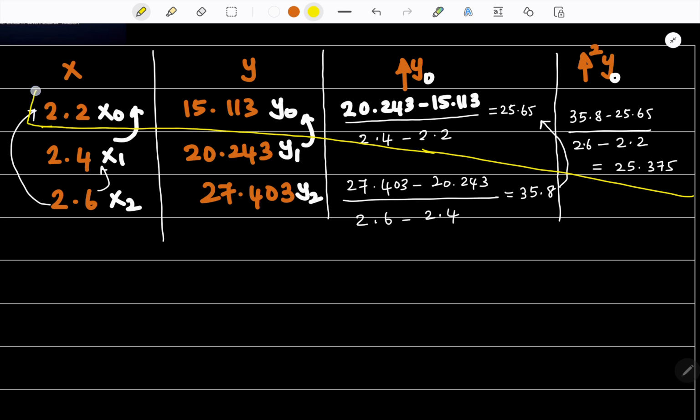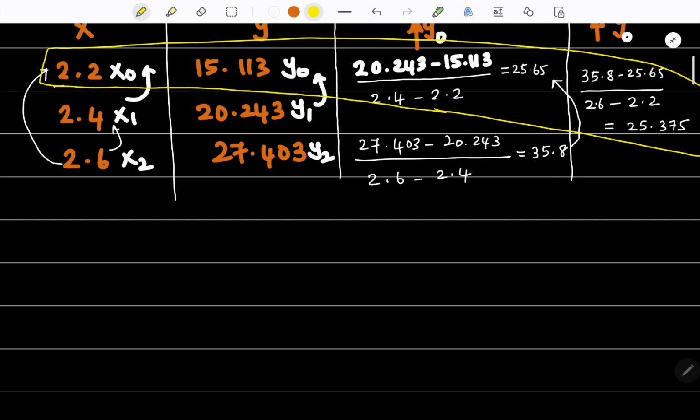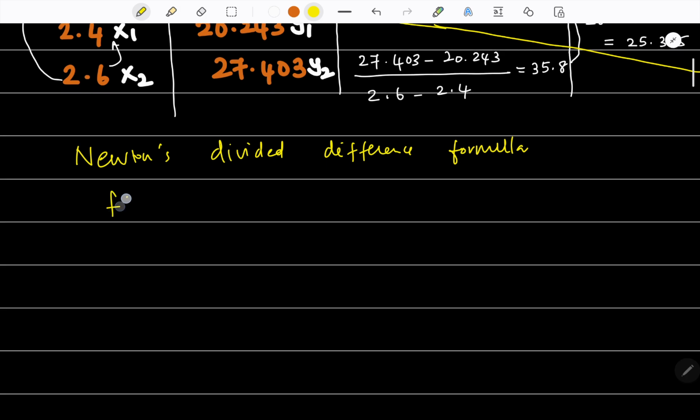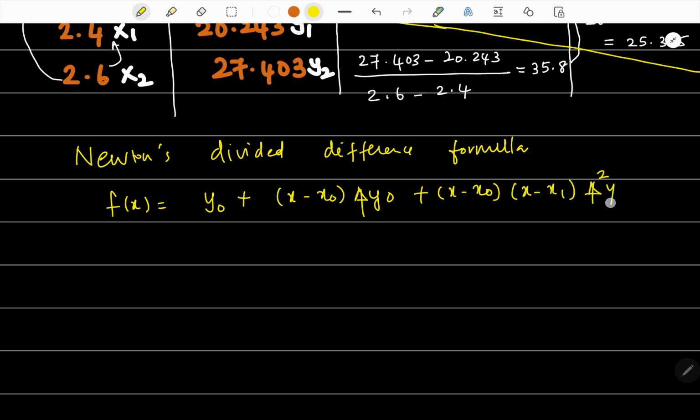The first values in the table are the polynomial values. So once you consider this one, what is Newton's divided difference formula? Newton's divided difference formula. For quadratic, it means for degree 2. The formula is f of x equals y naught plus x minus x naught times del y naught, and then plus x minus x naught multiplied by x minus x1 del square y naught.